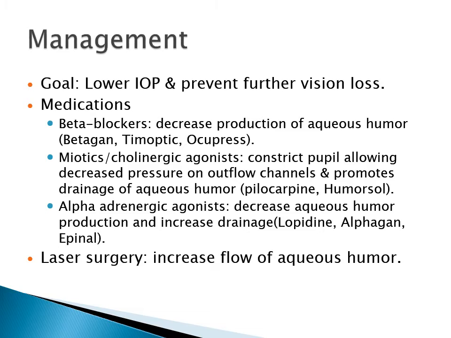So you do want to pay attention to how these medications are working. The beta blockers are going to decrease that production of the aqueous humor, therefore in turn lowering the intraocular pressure. Your miotics, the cholinergic agonists, they actually allow decreased pressure on the outflow channels, so it promotes more drainage of the aqueous humor. That is going to lower the intraocular pressure. And then the alpha adrenergic agonists actually decrease the production and increase the drainage.